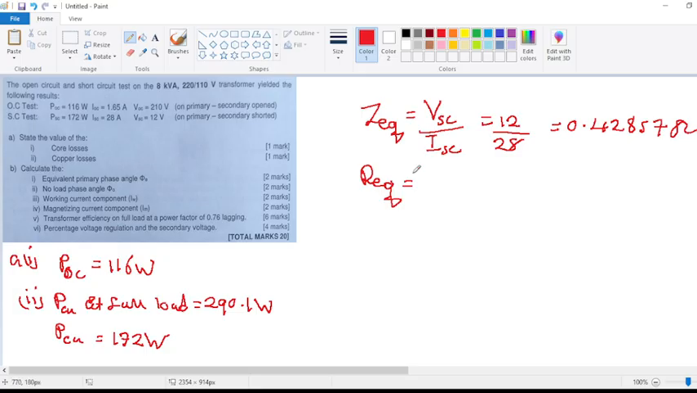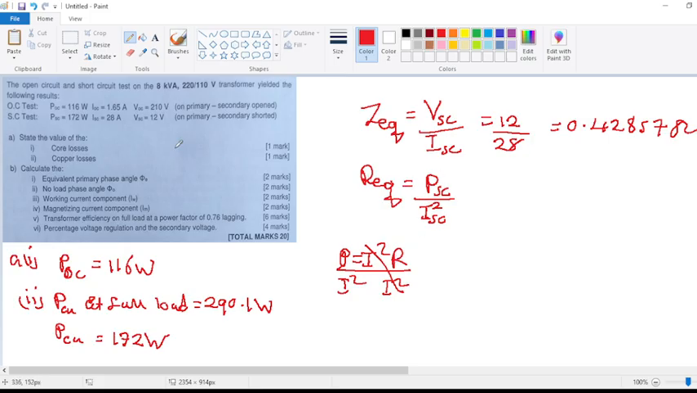The equivalent resistance we're going to calculate using the power on the short circuit, because all the readings have been done on the short circuit side, divided by the current squared. Remember, power is equal to I squared R. This is the formula for power. Then you just make R the subject of the formula: you divide both sides by I squared, then you cancel, meaning R is equal to power over current squared.